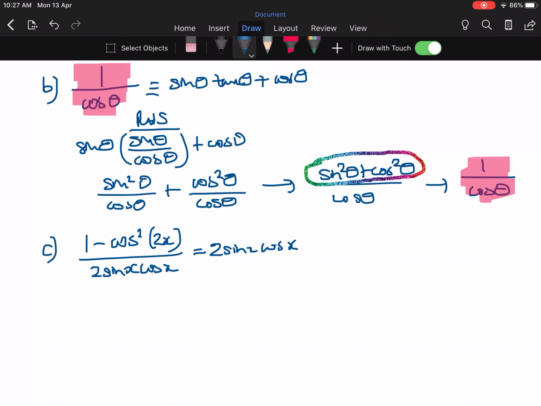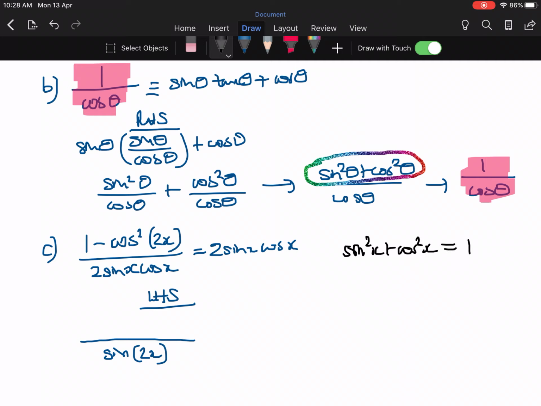So if you remember in this one, you've got to remember your double angle rules. So I'm going to prove the left hand side this time. By doing that, I can state that 2 sin x cos x is equal to sin 2x. And then also, if you remember the identity which says sin squared x plus cos squared x equals 1, if I rearrange that, sin squared x is equal to 1 minus cos squared x.